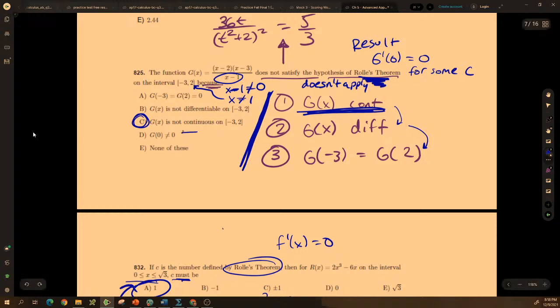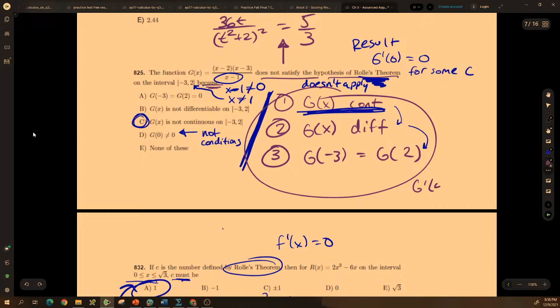But g of 0 equals 0 for D, this is not one of my conditions. We don't care if g is 0. The result would be that if all three of those were true, g prime of something would be 0. But as soon as I actually see g of 0 is not 0, I know that's totally wrong. Right, g of 0 isn't even an endpoint. It's nothing we care about.